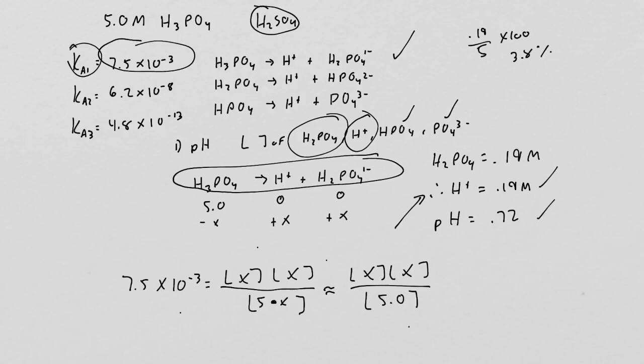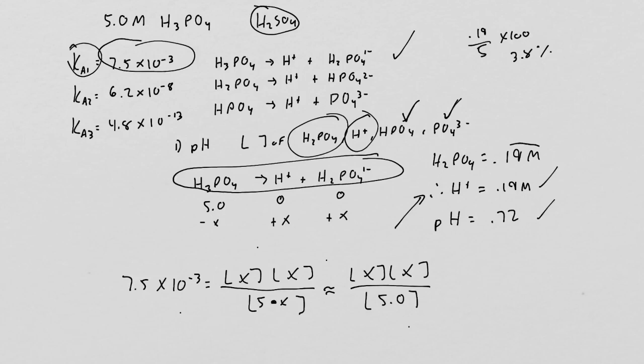All right? Okay, so let's look at what happens now with the next step in the process. Let's say you want to know the concentration of the hydrogen phosphate. We want to know this one here, and then we want to know this one. Well, each ionization happens successively, but we have to use the values that we've been given.